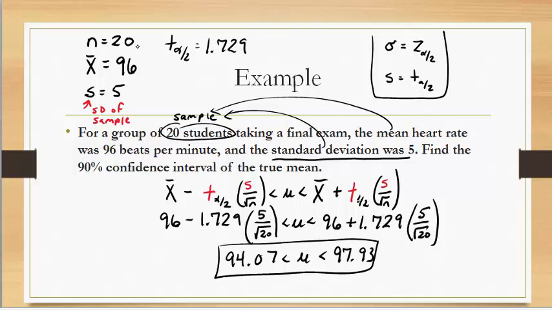And so again, remember that the mean of your sample is 96. We're using that mean, which is for the 20 students, to predict what would happen for all students. And so the mean heart rate for all students should fall somewhere in between these two values. And we have a 90% confidence that that happens.